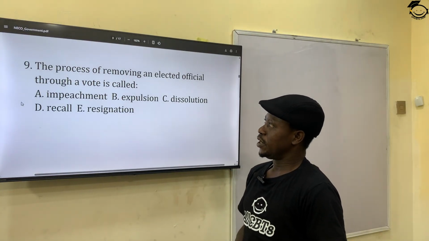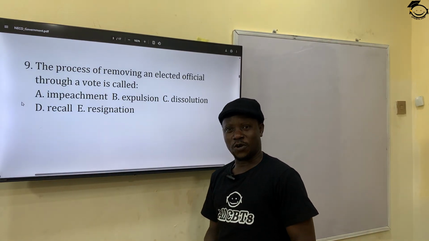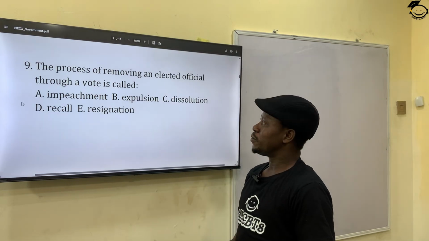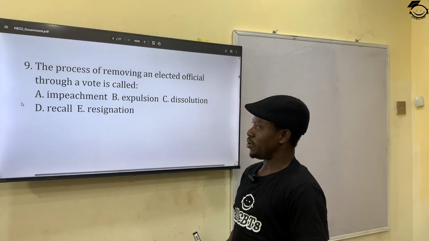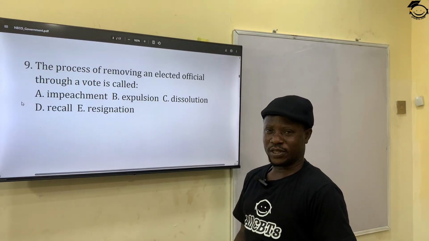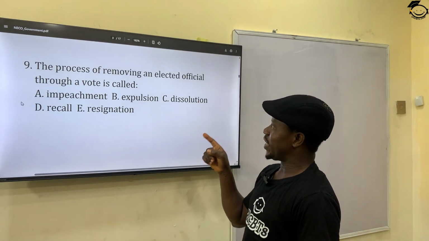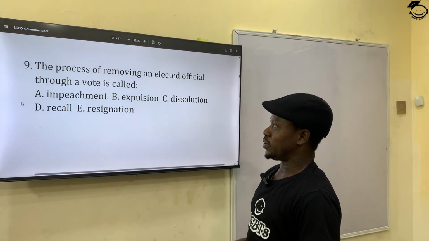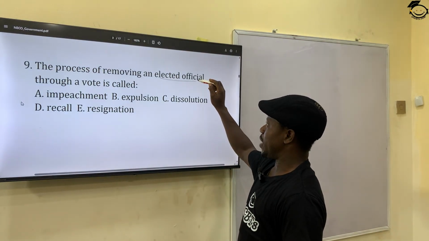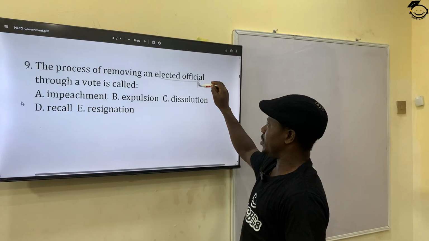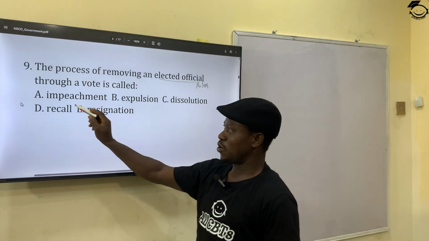The next question. The process of removing an elected official through a vote is called A, impeachment. B, expulsion. C, dissolution. D, recall. E, resignation. Now, let's look at this option. Very interesting. The process of removing an elected official through a vote. Now, the elected official they're talking about in this case is possibly the member of the House, the members of the Parliament, or the member of the legislature. Okay? To remove such a member, we'll have what they call a recall.